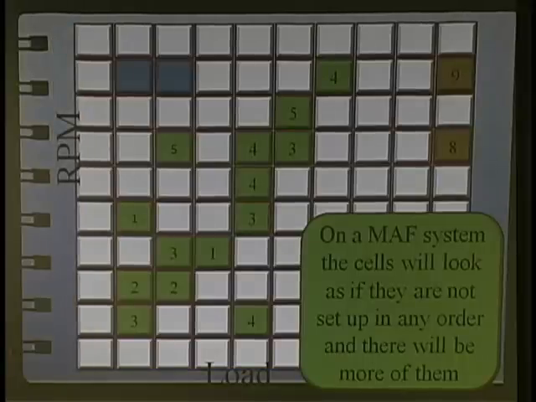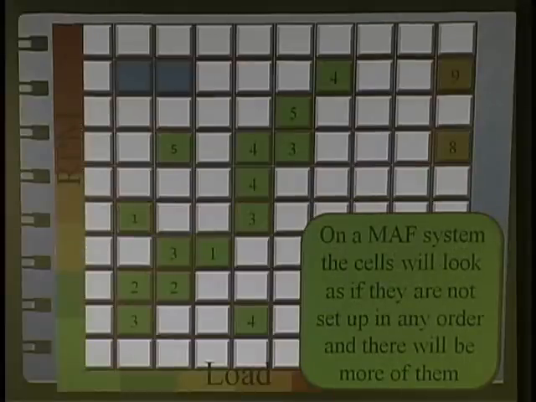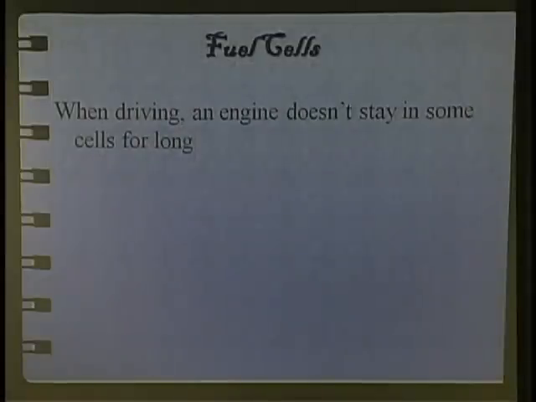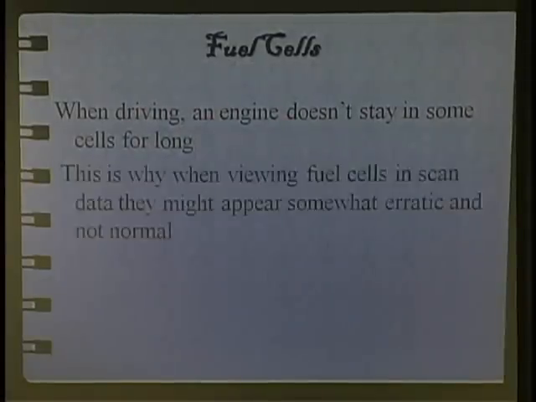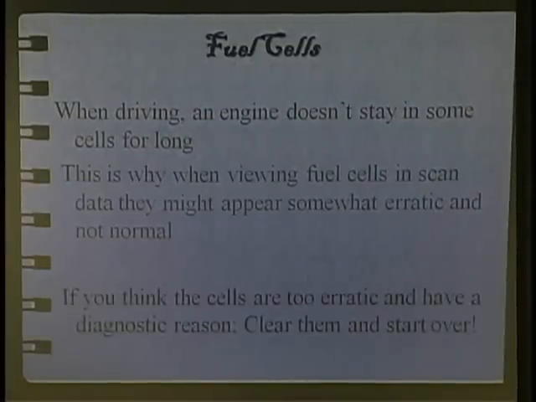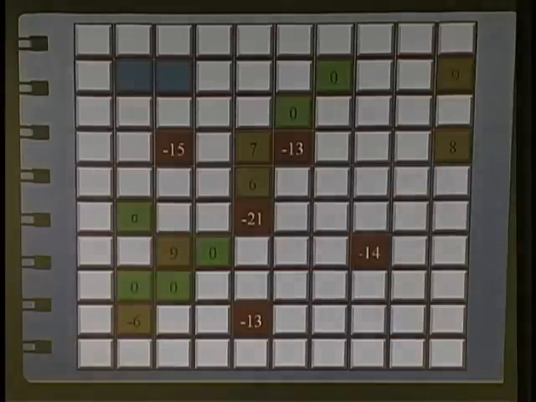This is what a speed density system looks like. It's sort of very linear. Here's what a mass airflow looks like. It's kind of helter-skelter there, right? So when you look at this, when driving, the engine doesn't stay in these fuel cells for very long, so you've got to understand it's going to be a little erratic. But look at this. What the hell is this?